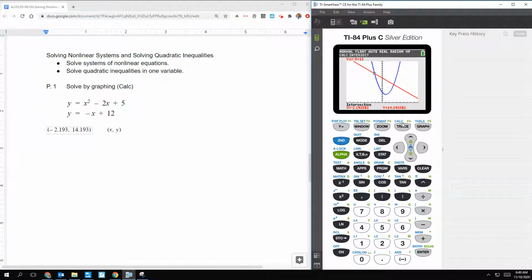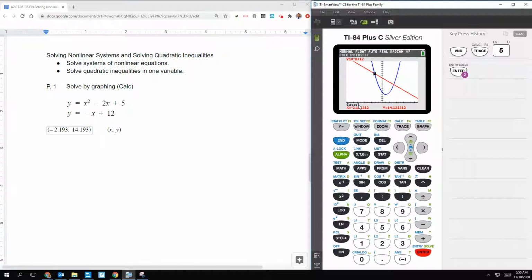So I want to go back into the calc menu, so hit second, calc. And we're talking about the intersection. It says select the first curve. I'm actually already on that curve. I don't have to be over here by the intersection, I just have to select that curve. So I'm going to select the parabola in this case, because it says x squared minus 2x plus 5. Then it says second curve. So that just says which other graph do you want to check. And now I'm on the linear function because it says negative x plus 12.